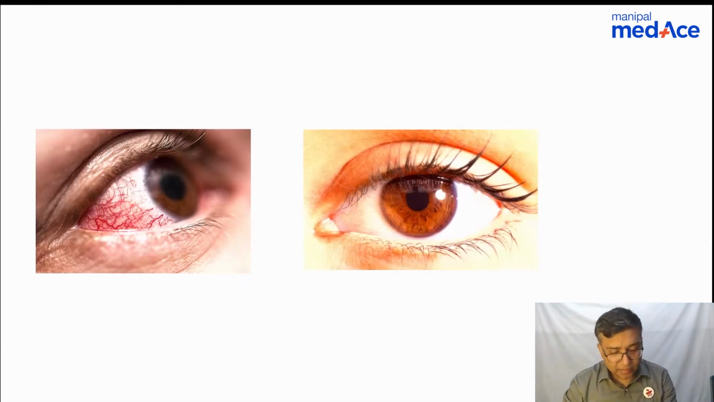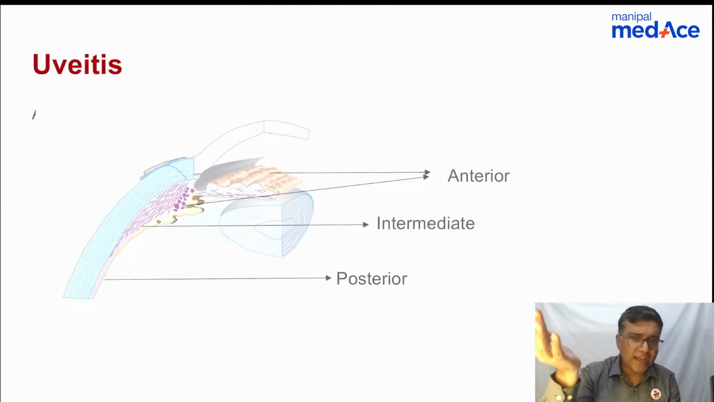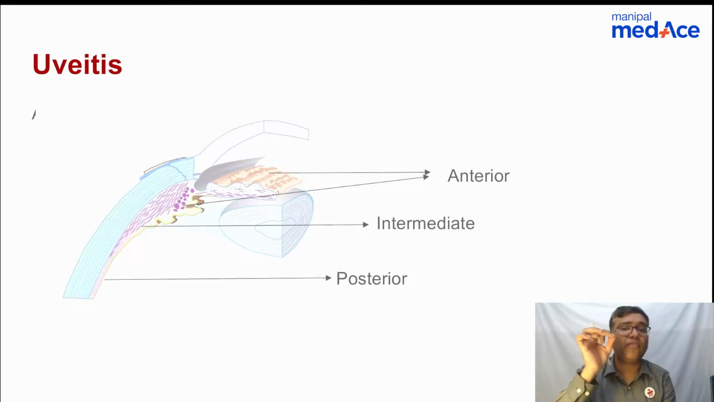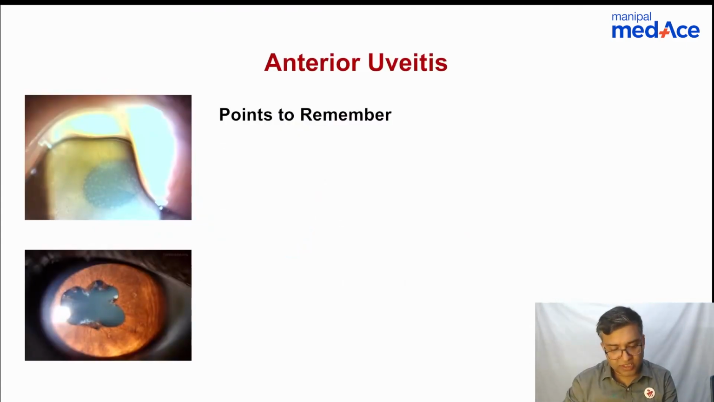Now let us learn more about the various types of uveitis, because that is a question that can be asked in the exam. You can have an anterior uveitis, where your iris and the anterior part of the ciliary body are involved, and then you have pars plana involvement, which is called intermediate uveitis, and if you have choroidal involvement, that is called your posterior uveitis.